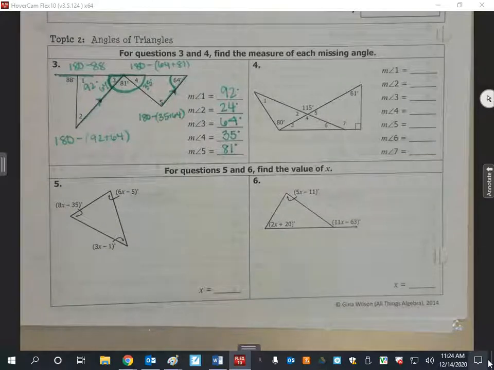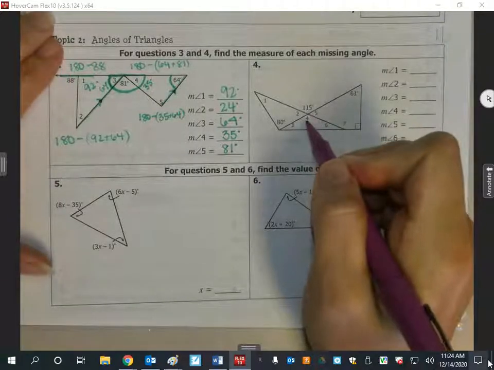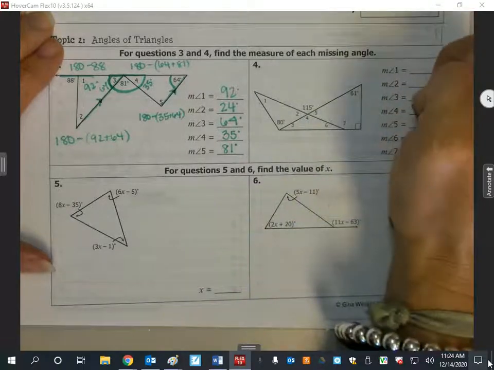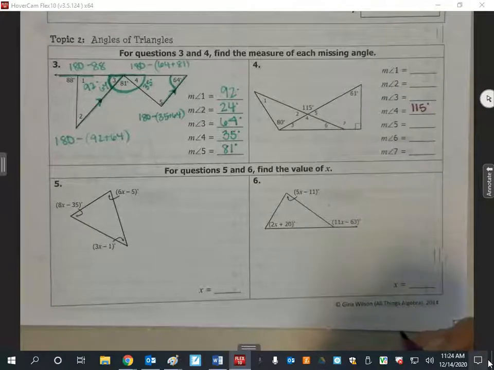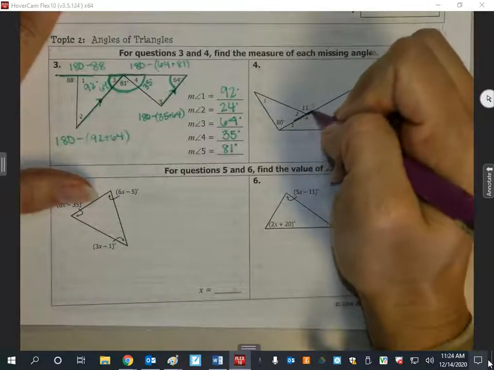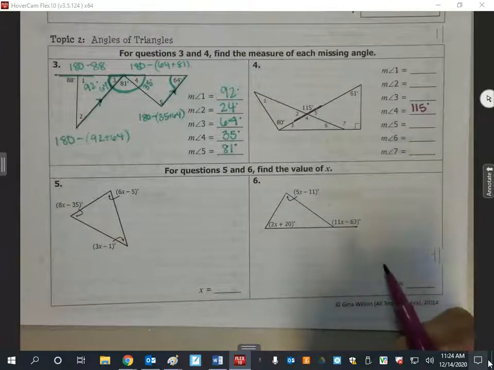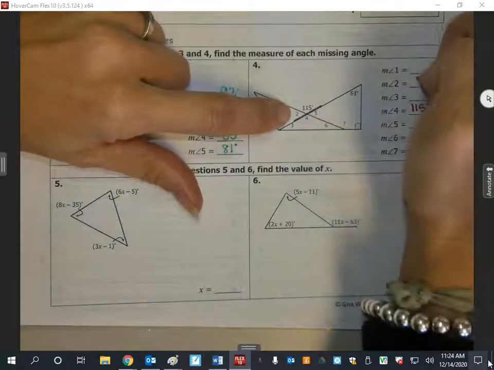All right, for number 4, we have several different things going on here. First of all, notice that 115 is vertical to angle 4. So if 115 is vertical to angle 4, that makes angle 4 115 degrees. All right. Also notice how 115 and angle 2 make a straight line, which means that 2 and 115 should add up to be 180 degrees. So 180 minus 115 gives us 65 for angle 2.